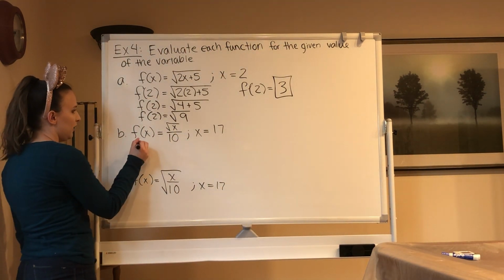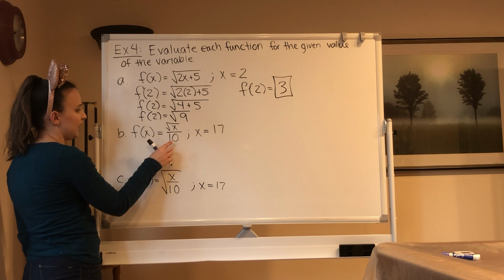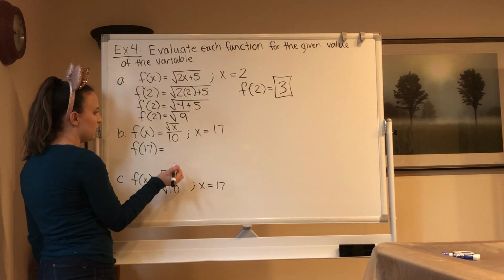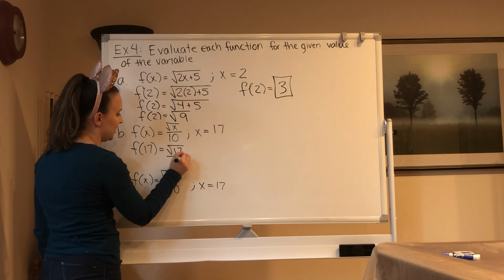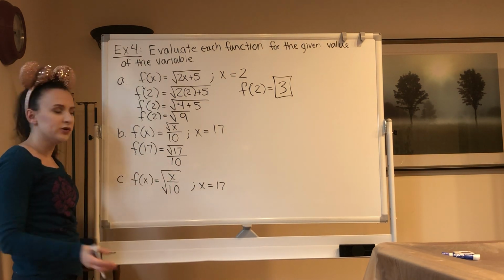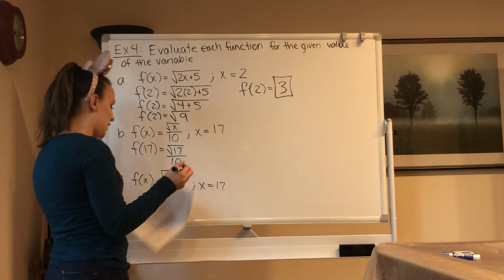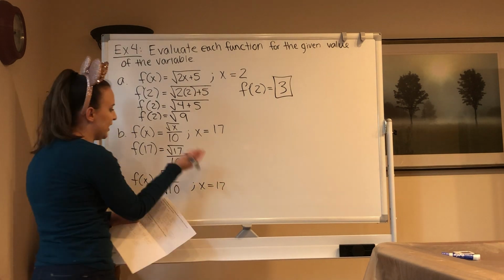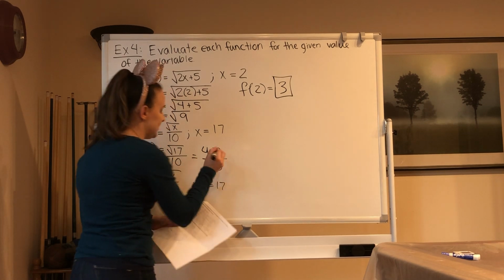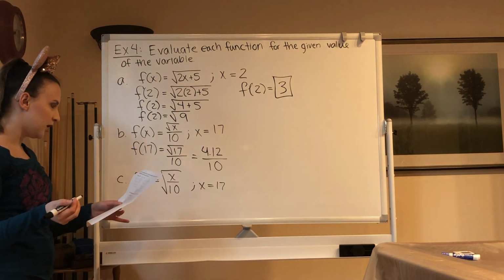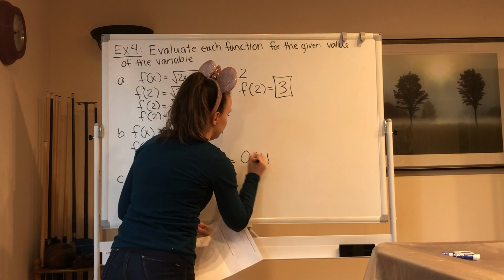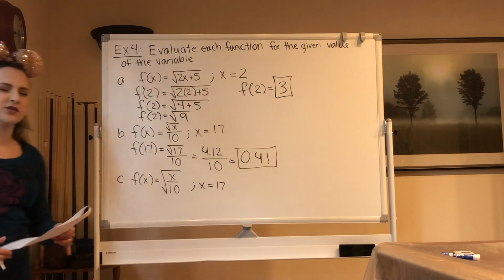Next one, we have the square root of x divided by 10, and x is 17. So f of 17 equals the square root of 17 divided by 10. So what you want to do in your calculator is you want to do the square root of 17, press equals, and then press divided by 10. Or you could break it up and do the square root of 17 is about 4.12, and then divide by 10. You could do it that way as well. And then you will get 0.41. I'm rounding off to the hundredths. Doesn't really matter what you round off to.